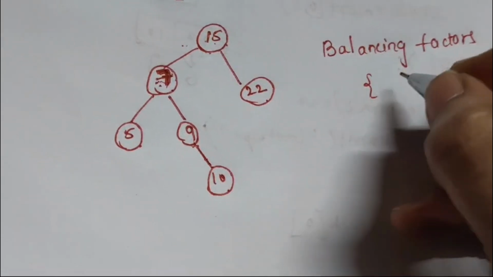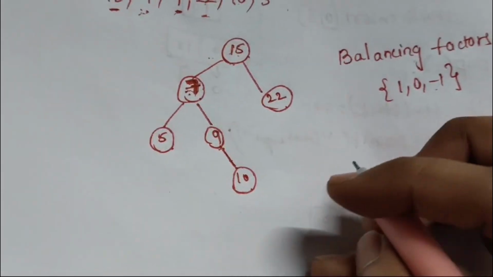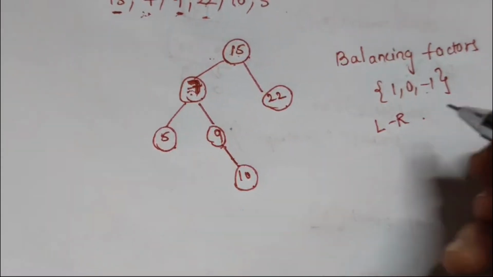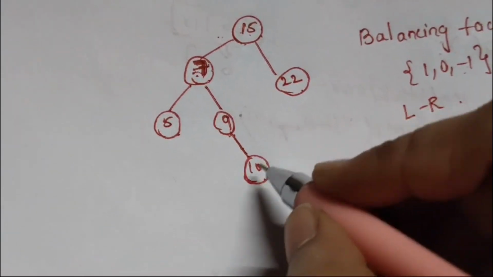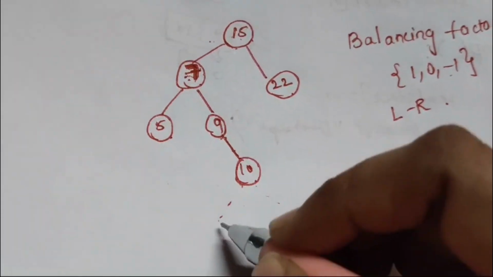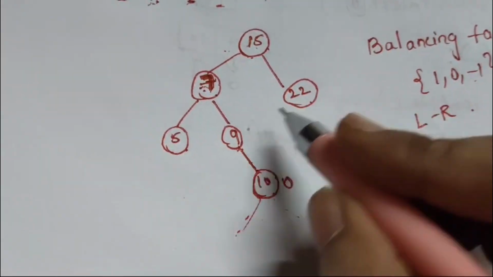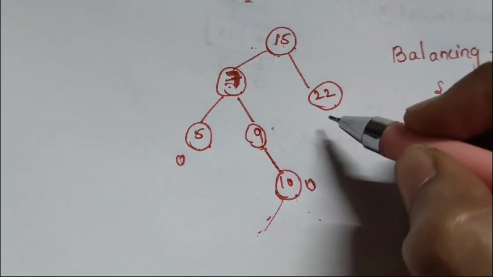If we have the numbers like 1, 0, -1, then we consider the tree as balanced. How to calculate the balancing factor? Left minus right. If you take 10, what is the balancing factor of 10? 0, because it doesn't have any child nodes or edges, so it is 0. Next, if you consider 5, this is also 0 because there are no leaf nodes. Here also 0. Now let's see how to balance this using rotations.